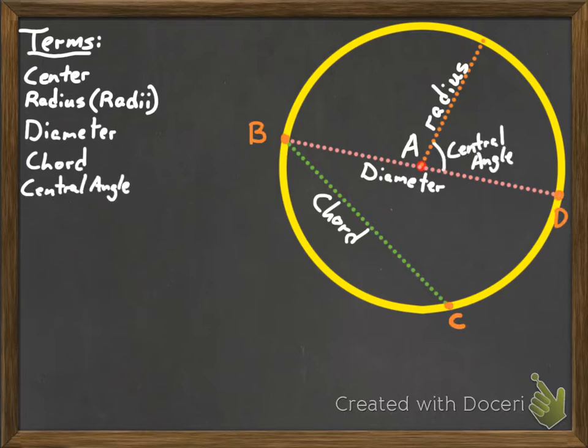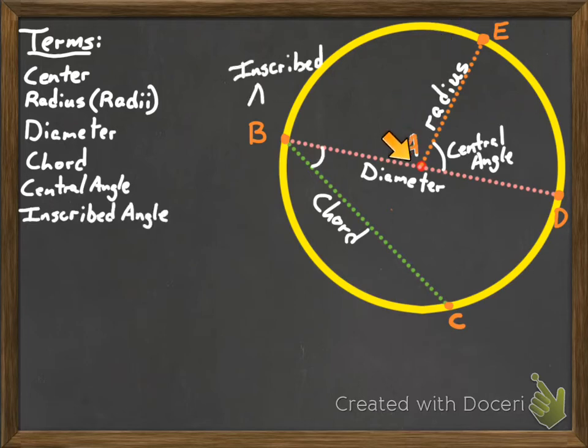The next term is a central angle. Now a central angle has its vertex in the center. So you have central, center. A central angle is simply an angle that has its vertex at the center. So, for example, this central angle is EAD. So EAD is a central angle.